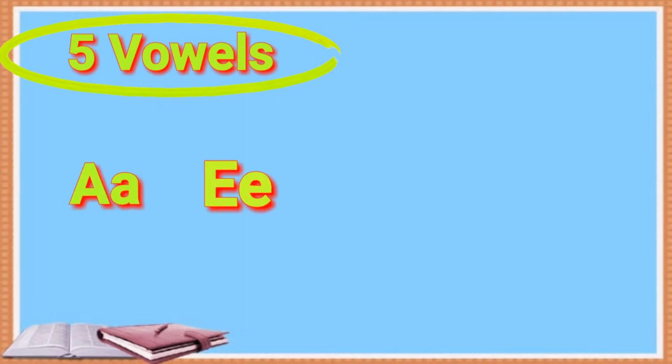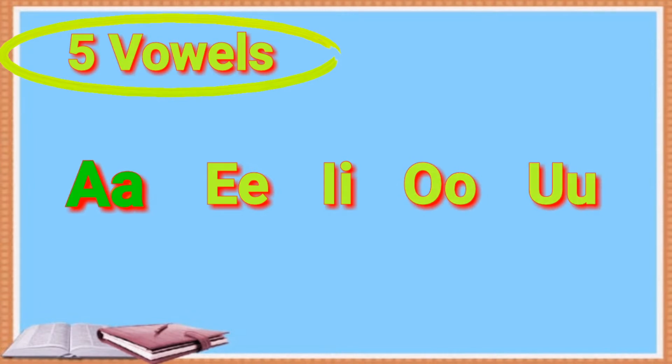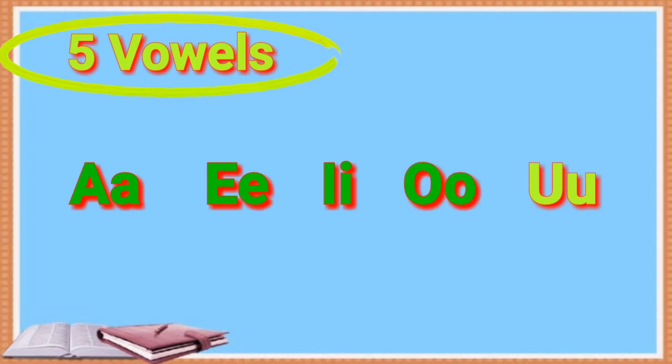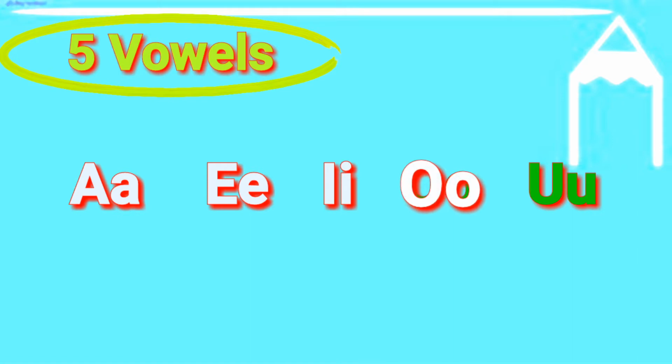Let's begin by reading the vowels. A, E, I, O, U. A sounds A, E sounds E, I sounds E, O sounds O, U sounds A. In English, it has A sound. It's your turn. That's great, kids.